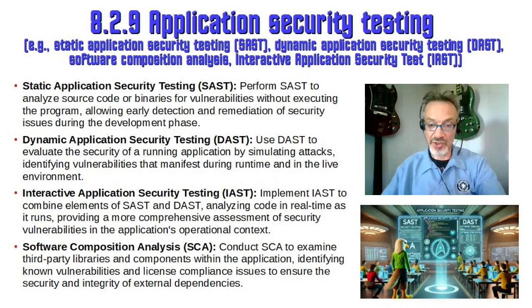Dynamic application security testing. DAST evaluates a running application by simulating real-world attacks to identify vulnerabilities that could be exploited during runtime. It's essential for catching issues that only manifest when the application is live and running, such as other input vulnerabilities or improper authentication.